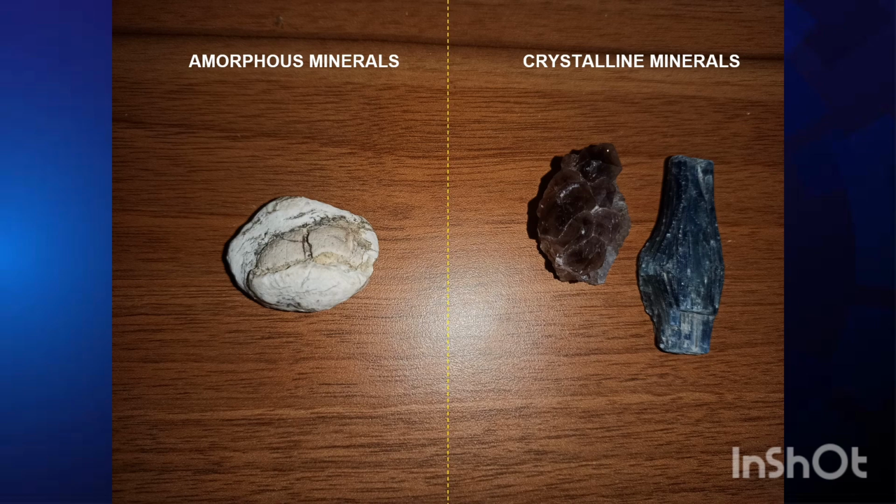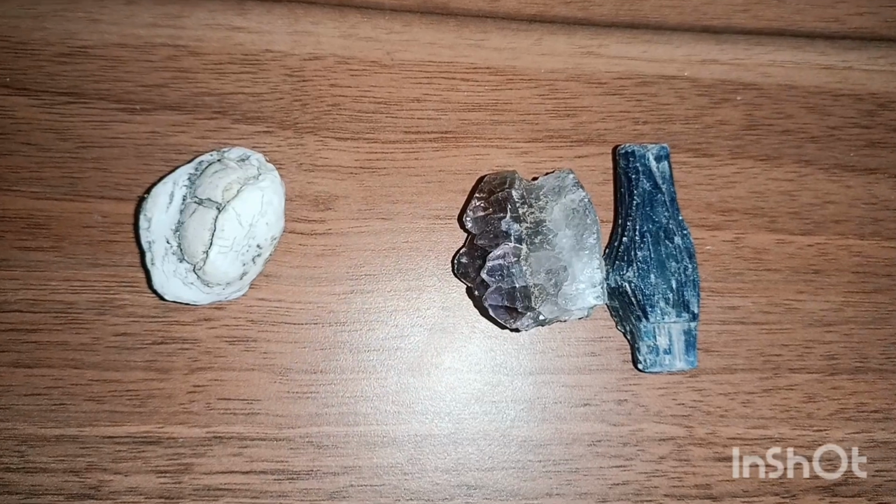Actually, this one is not a valid mineral species, but still, to explain what amorphous minerals are like, I am using it as an example. But do not get confused, this is not a valid mineral species, it's just a sedimentary concretion of phosphate, P2O5. It is just an accumulation of phosphate. So let's see the phosphatic nodule on my left.